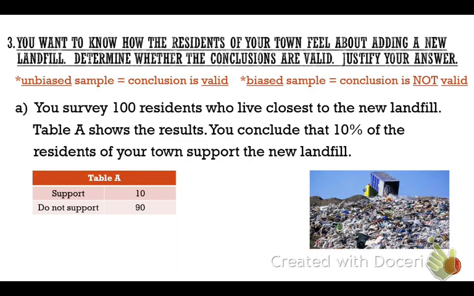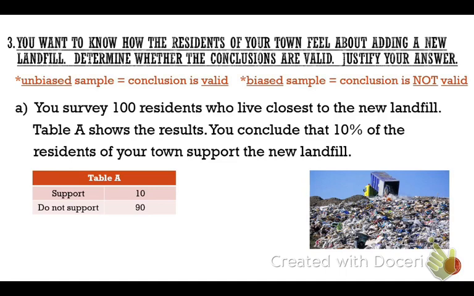So I want you to take your red pen and fill this in. An unbiased sample, we want to know its conclusion is valid. It's a good one because it's unbiased. The second row underneath what you're writing is a biased sample. The conclusion is not valid because obviously it was biased. Okay, so make sure you're writing that down with your red pen.